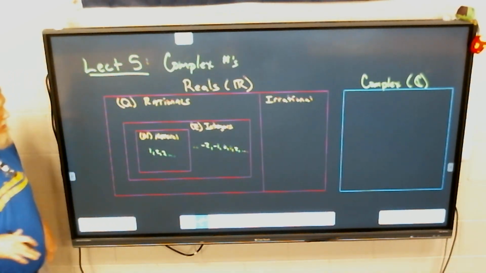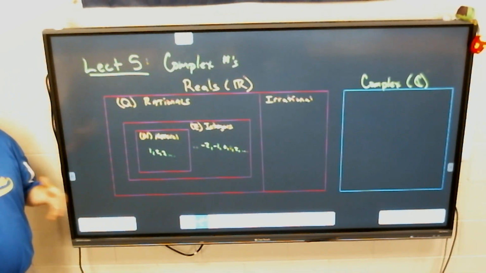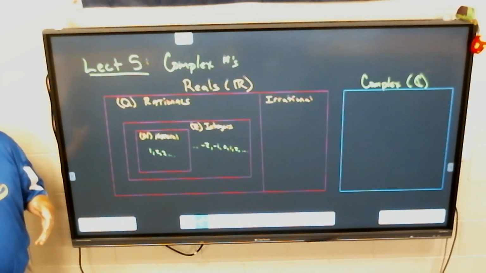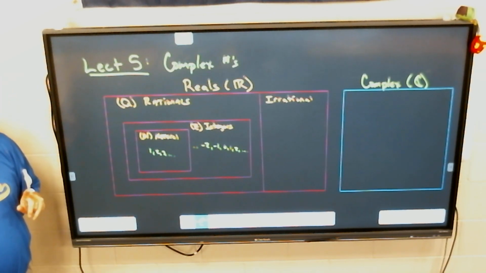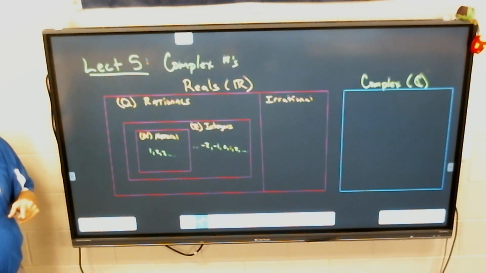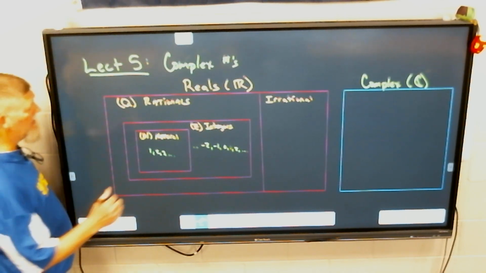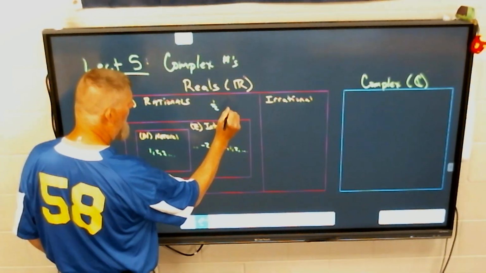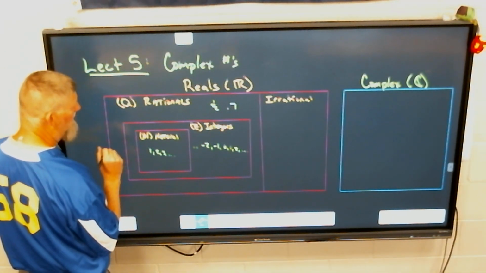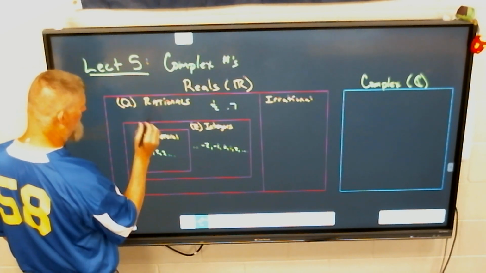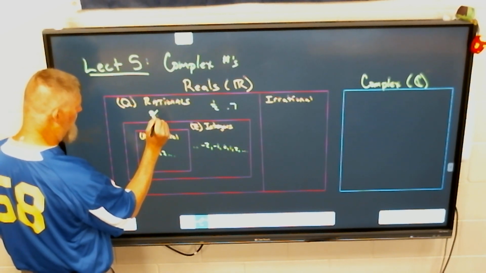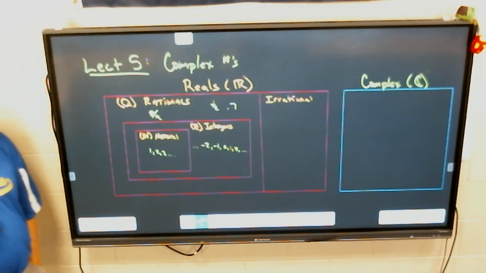Okay? So then we get bigger to rationals. And what do the rationals start to include? Zero's already in the integers. Fractions. And decimals. Okay, so we get fractions and decimals, so like 1/2, 0.7, anything that can be written as a fraction. In fact, we could do something like P over Q.